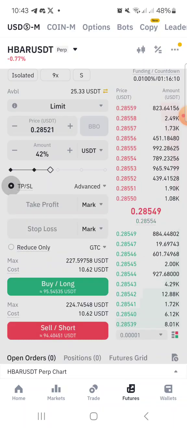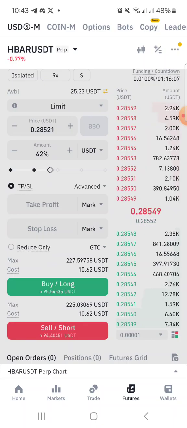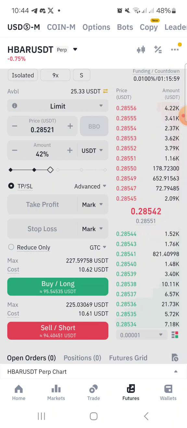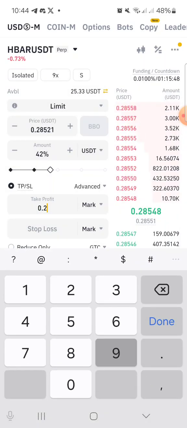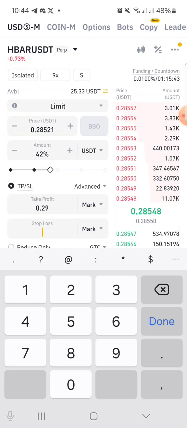The next thing is to set my take profit and my stop loss. Always remember to set your take profit and your stop loss. So I'm using the price to determine my take profit and my stop loss. I have not done the analysis, so I'm just making some guesses. I want to take profit at 0.29. That is where I want to take my profit. And I want to take my stop loss, if the trade is against me, at 0.280. That is where I want to take my stop loss.